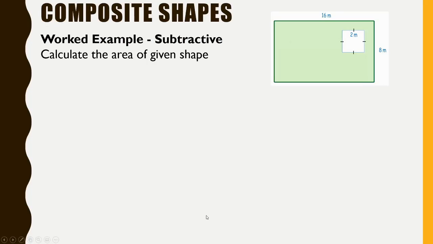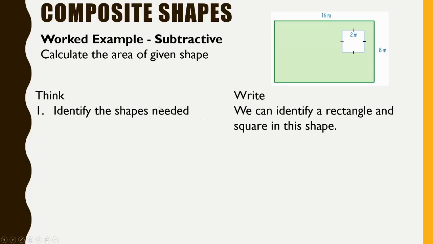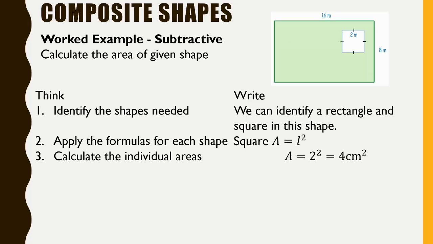Here's another example, but this one is a subtractive example. We have our shape here that we need to work out. Again, what we think and what we write. We're going to start off with identifying the shapes again. We can see we have this big rectangle and we have a small square. We are going to apply the formulas and calculate the individual areas again at the same time. So square is area equals length squared, so area equals 2 squared, because there's our square, which is 4 centimeters squared.